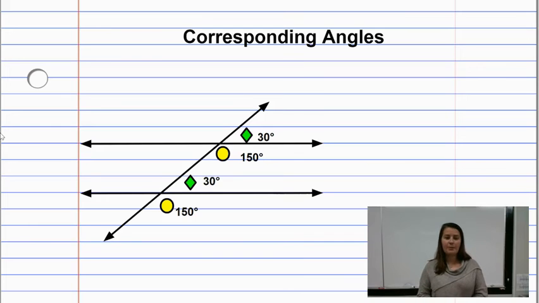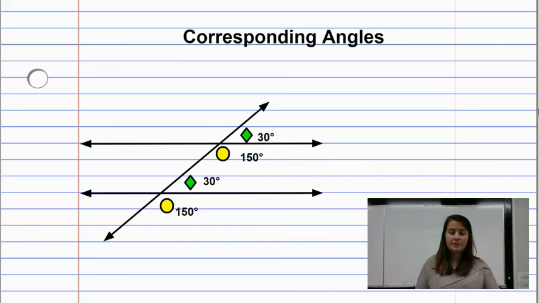Let's do the same thing again with our yellow circle. Your yellow circle is on which side of the transversal? It is on the right side of the transversal. And which corner is it in? It is in the lower right corner. So we just talked about the position and why the green diamonds and the yellow circles are corresponding angles.